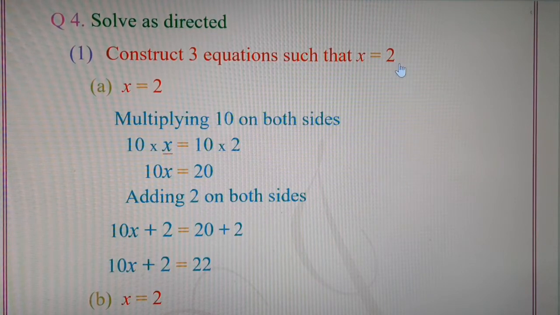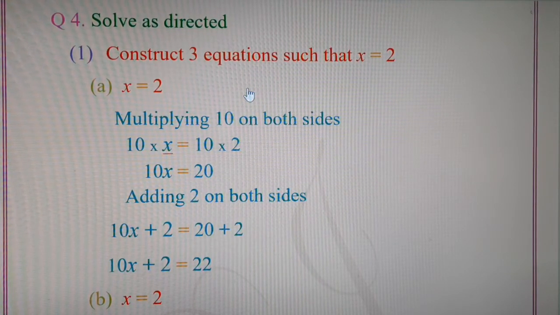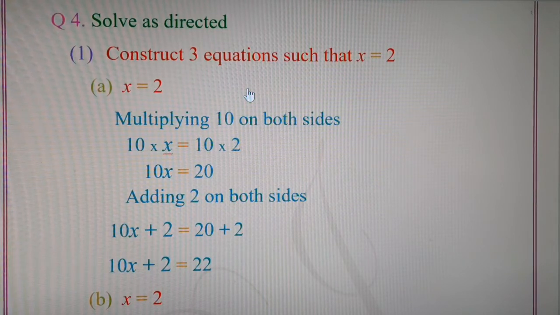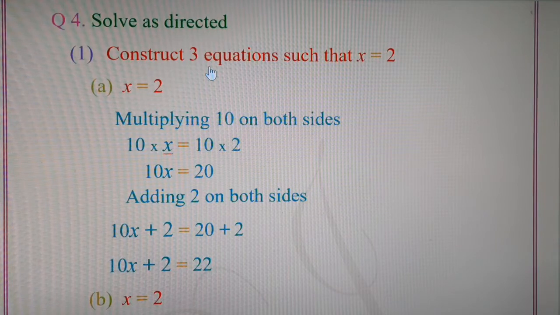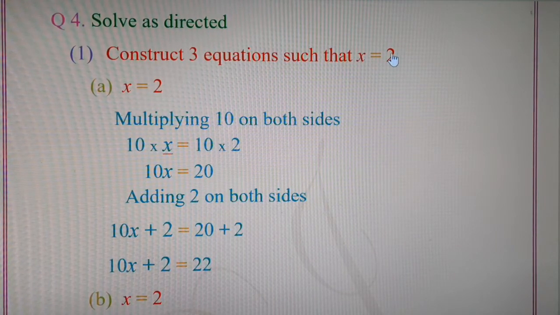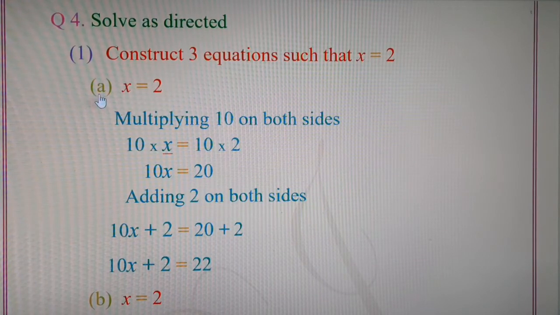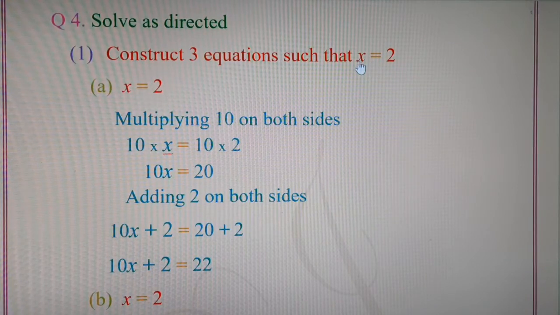X equal to 2 is the value, and we have to prepare an equation such that when we solve that equation, the solution of that equation should be 2, x equal to 2. So we have to make 3 such equations on our own. In all 3 equations, the solution should be x equal to 2. In order to do that, we will use a typical method where we will start with the condition given. So here the condition given is x equal to 2.